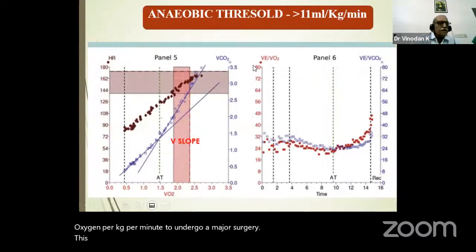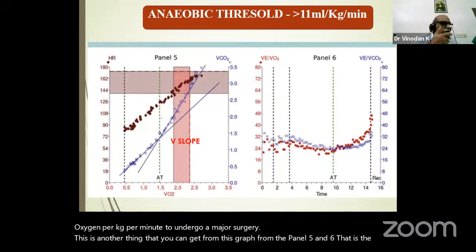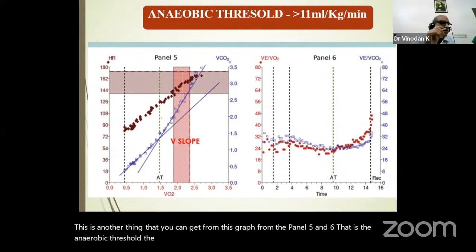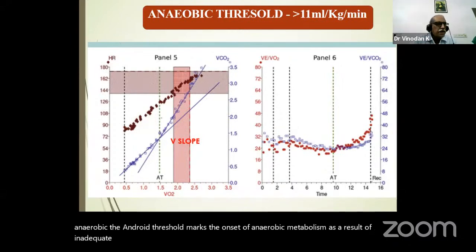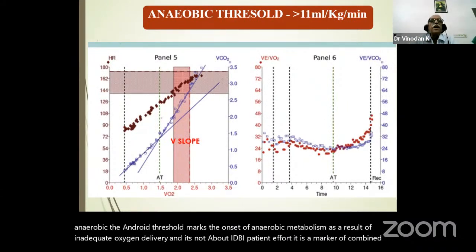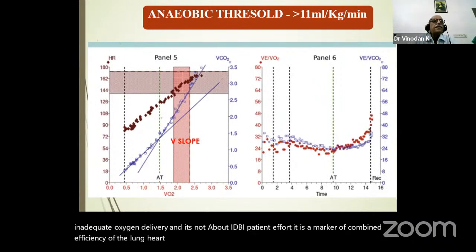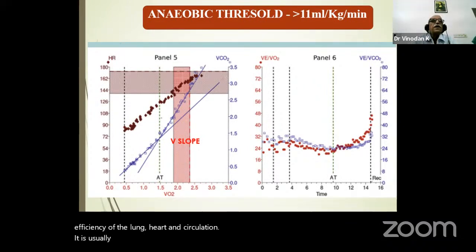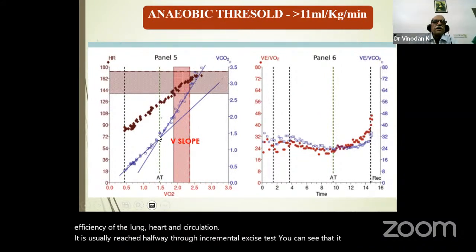This is another thing that you can get from this graph, from panels 5 and 6: the anaerobic threshold. The anaerobic threshold marks the onset of anaerobic metabolism as a result of inadequate oxygen delivery, and it's not altered by patient effort. It is a marker of combined efficiency of the lung, heart, and circulation. It is usually reached halfway through an incremental exercise test. You can see that it reaches the anaerobic threshold.